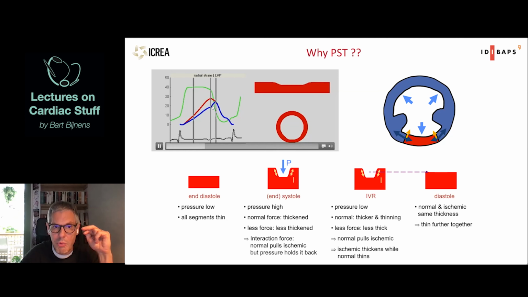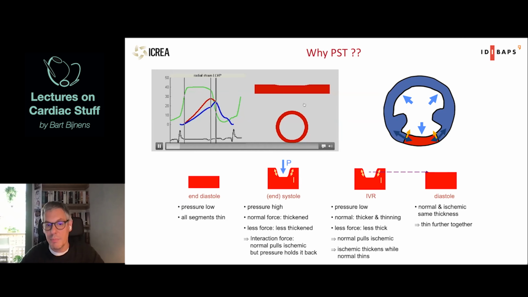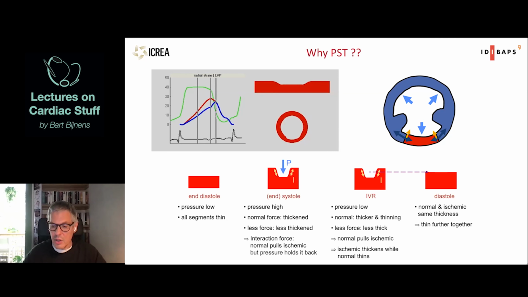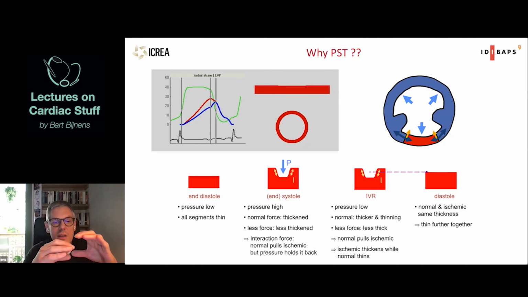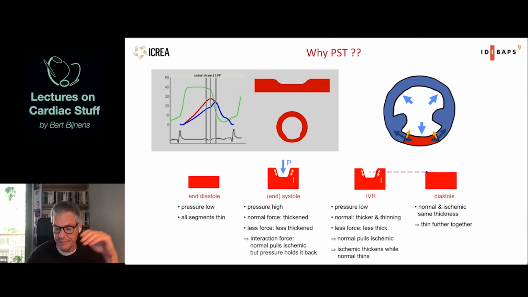And at the moment that the pressure drops, you start to get the interaction where the thin myocardium is being pulled up by the thick myocardium up to the point where they have the same thickness, and then both of them will go together. Obviously, the result of this is that you locally see in this abnormal myocardium post-systolic thickening. So the post-systolic thickening is nothing else but the passive mechanical interaction between neighboring tissues which had a differential systolic deformation.